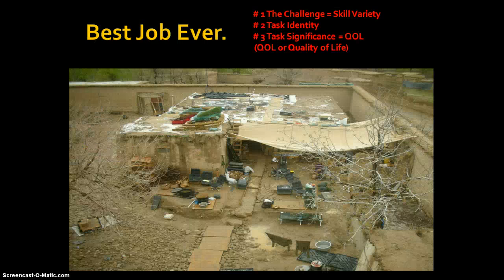So, in comparison to what the previous slides showed, there was a challenge. There were a lot of skill varieties that needed to come into play to really get the job going. There was task identity. We knew what needed to be done. And there was a real significance to what I was doing there. It was all about quality of life, making the place as best and as livable as we could for the duration that we were there.